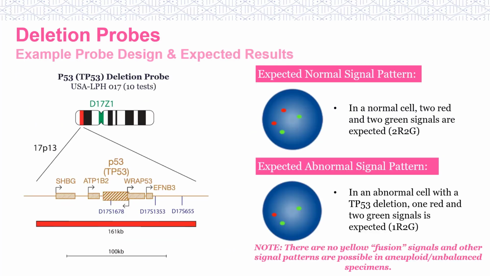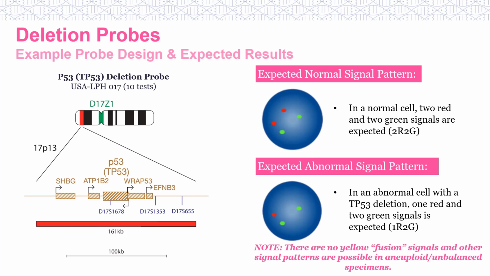First, let's discuss the deletion probe design using an example from one of our FDA-cleared CytoCell FISH probe kits for AML and MDS. The P53 or TP53 deletion probe is designed to detect a deletion of the TP53 gene, or tumour protein P53, that is localized to 17p13. The probe for the region of interest in deletion probes is typically labelled in the red spectrum, as you can see on this chromomap, where a 161 kilobase probe is labelled in Texas red.